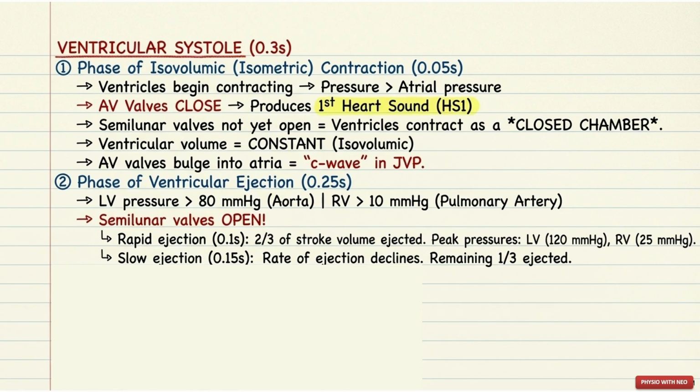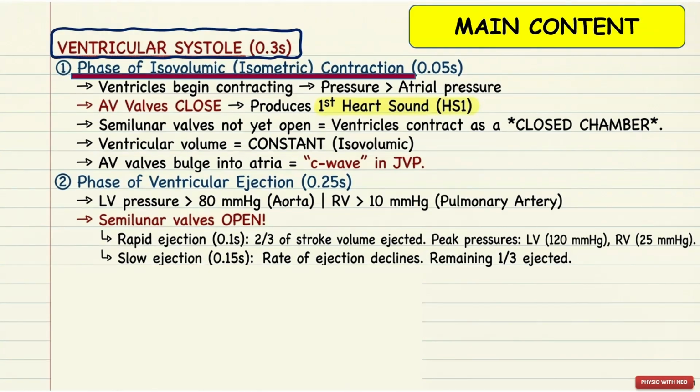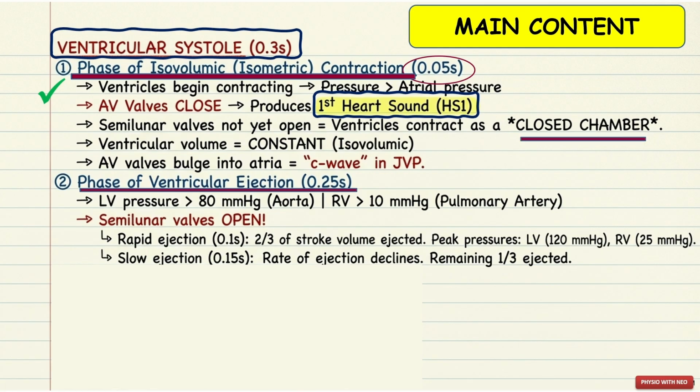It has two phases: the phase of isovolumic contraction and the phase of ventricular ejection. Here the ventricle begins contracting and the pressure increases more than in the atria, so the AV valve closes, which produces the first heart sound. As the semilunar valves are not yet open, the ventricle contracts as a closed chamber, and this produces the C wave in JVP.